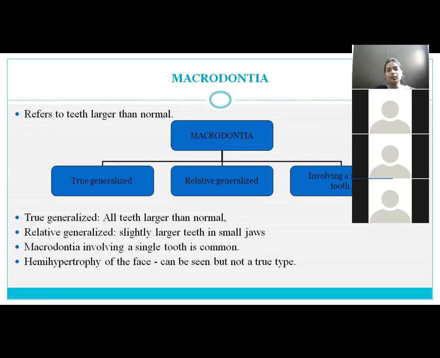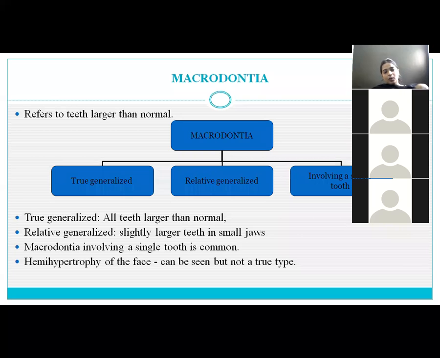First, same as microdontia, macrodontia is classified as true generalized, relative generalized, and macrodontia involving a single tooth. First, we discuss true generalized macrodontia. True means real, and generalized means it affects all teeth, so all the teeth are larger than the normal teeth. Then relative generalized macrodontia means slightly larger teeth in small jaws. And the third one is macrodontia involving a single tooth.